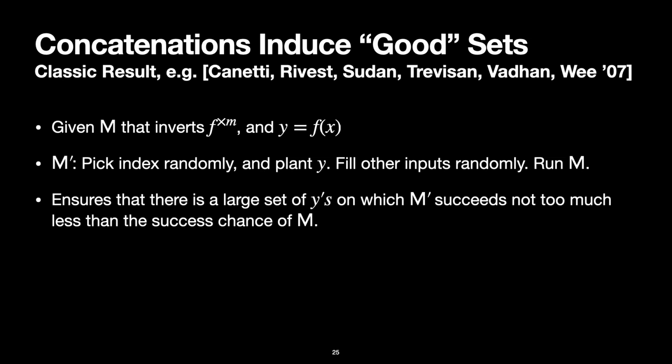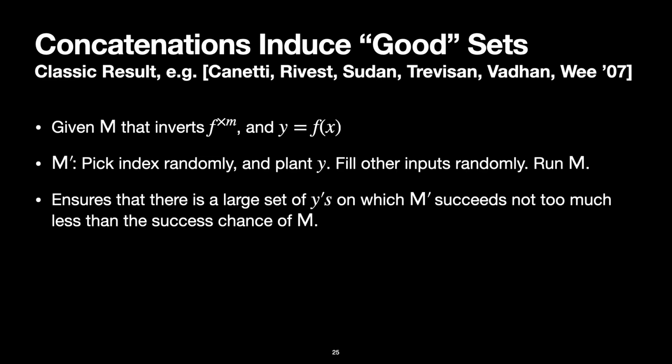Now, there is one final detail that we need to visit, which is the good set. In that previous slide, we were assuming there was a good set of inputs so that the success chance was not too low. This is why we actually do need concatenations. This is a classic result here: Canetti, Halevi, Sudan, Trevisan, Vadhan, and Wee in 2007. And a nice paper says that the concatenations effectively have good sets in them.